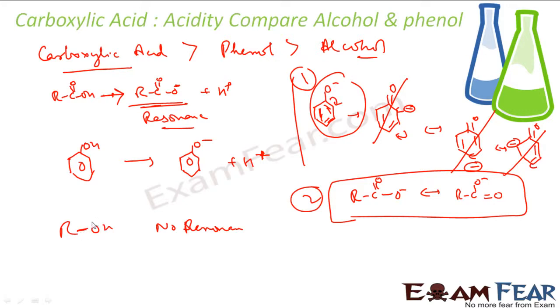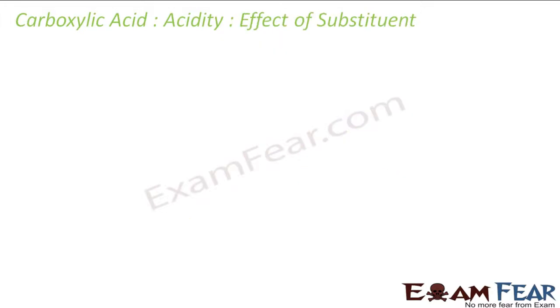So with this, if you see, this is slightly negative, slightly positive. So this is acidic, but there is no resonance. So if we compare these two, carboxylic acid has 2 resonating structures. Phenol has 1 which is a valid resonating structure, and alcohol doesn't have any resonating structure. So with this, we can conclude that carboxylic acid is more acidic than phenol, and phenol is more acidic than alcohol. Now we'll discuss the effect of substituents on acidity.